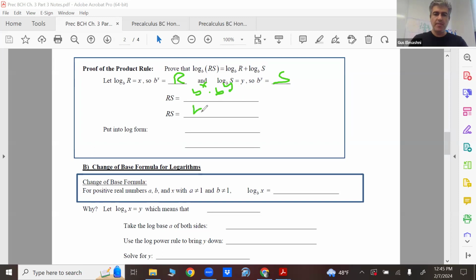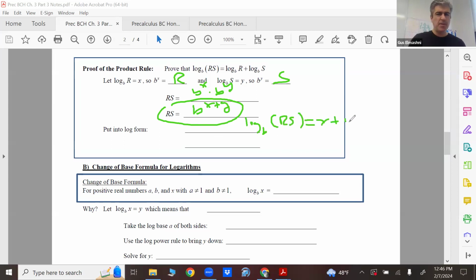Actually, hold on. I'm trying to understand how these notes are set up. Okay, that makes sense so far, right? B to the X times B to the Y combine as one power, B to the X plus Y. Now, if you put that equation in log form, it's going to look like this. Log base B of RS equals X plus Y.